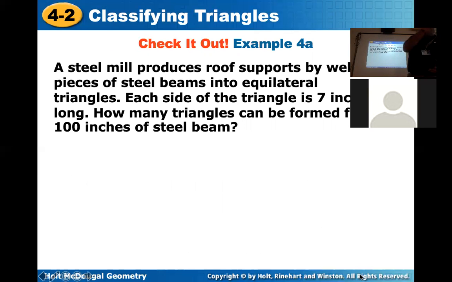Find the amount of roof supports. How many of those roof supports you can make.